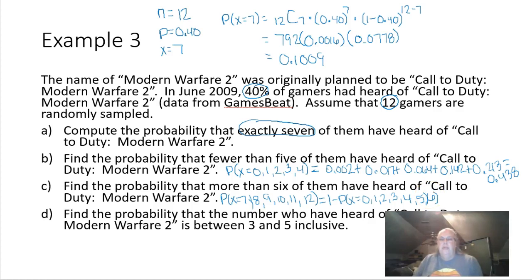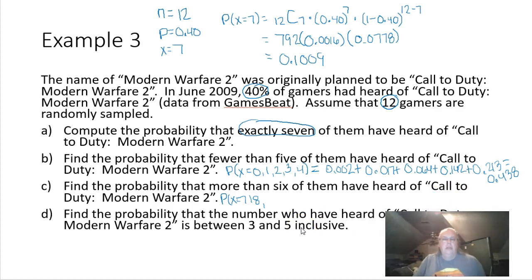1, 2, 3, 4, 5, 6, 7. 1, 2, 3, 4, 5, 6. So we'll have to look up a little bit fewer numbers if we went this way with it. However, we already have the probability that x is equal to 0, 1, 2, 3, or 4. So really all I need to do is look up the probability that x is equal to 5, and the probability that x is equal to 6.